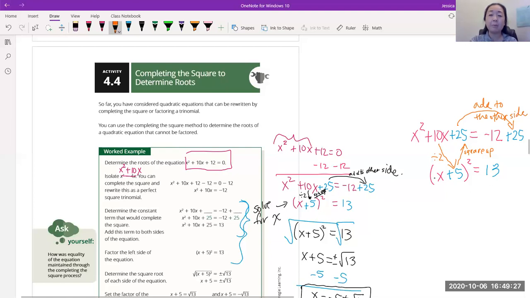Now from here, remember the whole point of this. You're like, what was the whole point of this? Oh yeah, we've got to find the roots. So we need to figure out what x is. So now we have just one x.